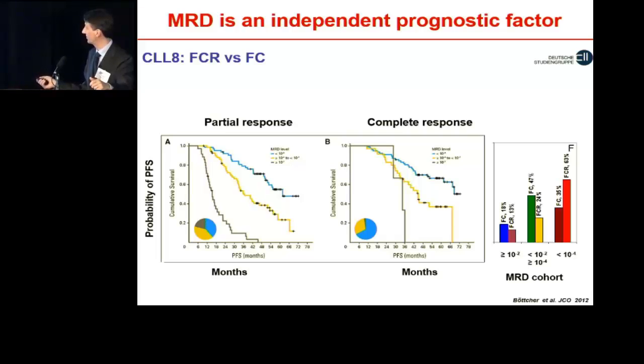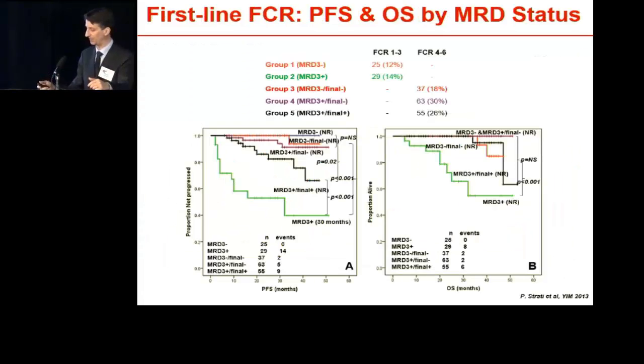The other point is that the advantage of MRD negative status is even significant compared to the clinical response. So this is true, of course, among people who reach clinical complete response, so the ones who have 10 to the minus 4 level have a better survival, but also among those who have a partial response. And these are the patients who usually do not recover completely platelet counts and neutrophil counts from the bone marrow, suggesting that in those particular cases, MRD is definitely much more precise in predicting the outcome.